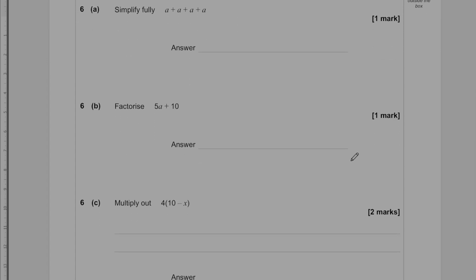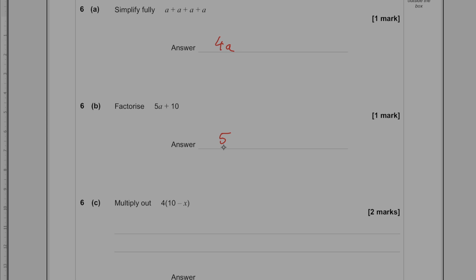Okay, question 6. Simplify fully A plus A plus A plus A. So we've got 1, 2, 3, 4, 4 lots of A, so that would be 4A. And then factorize, so that means put into brackets. A fancy way of saying put into brackets. So we're looking at the common factor of 5 and 10. There's no algebra part, so the common factor of 5 and 10 would be 5 because 5 and 10 are both in the 5 times table. And I would need to multiply 5 by A to get 5A, and I need to multiply 5 by 2 to get 10, and I need an addition sign in the middle.